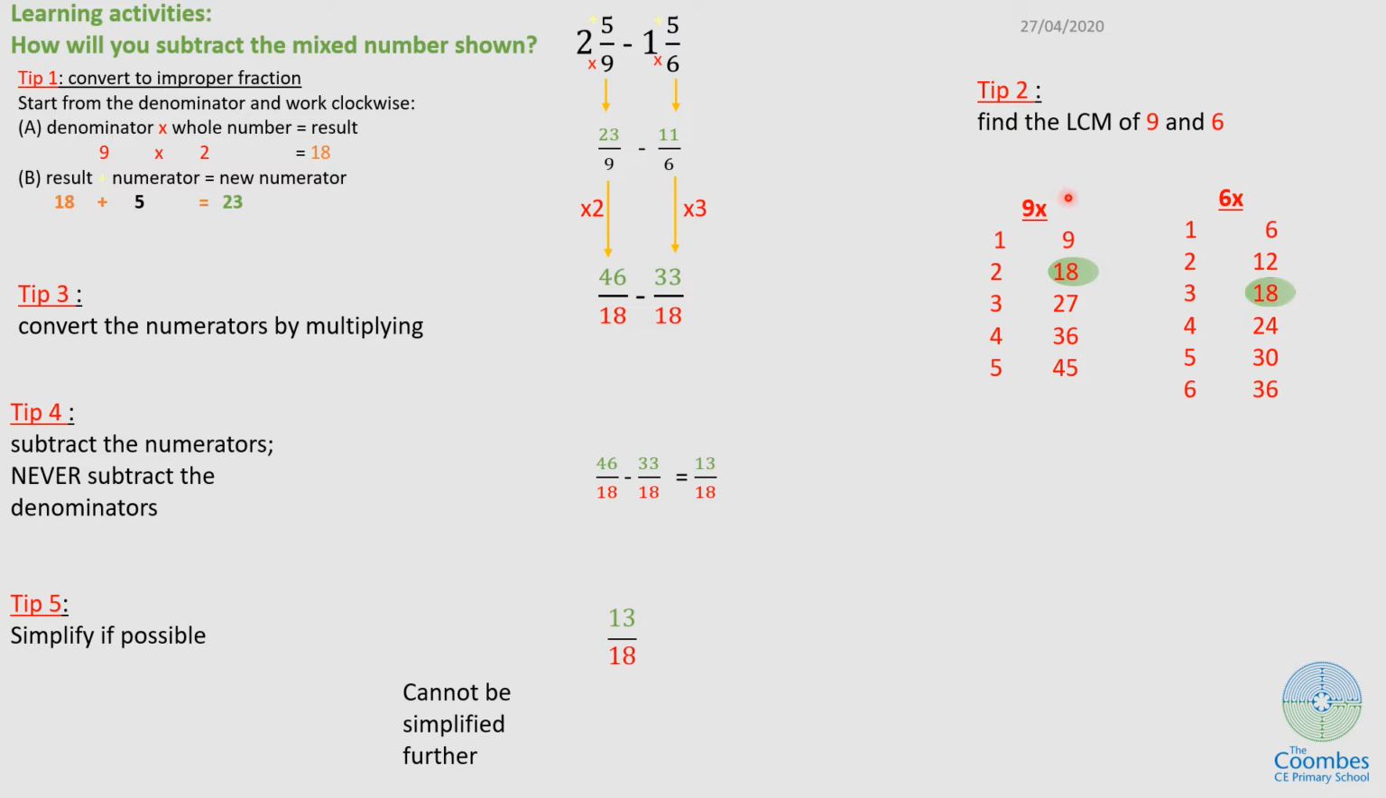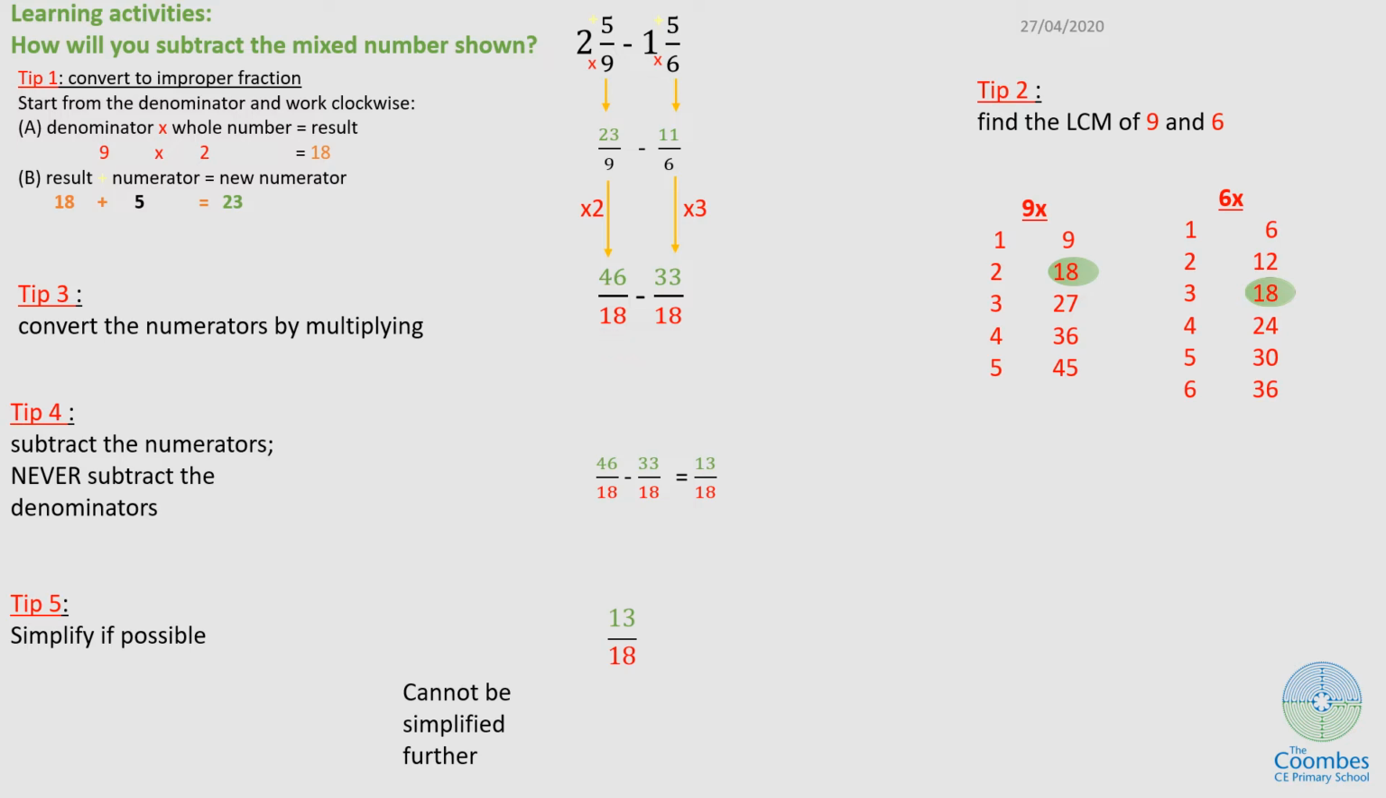The multiples of 9 are the 9 times table here. And the multiples of 6 are the 6 times table here. So I can see there is an 18 here and there's also an 18 here. So 18 is a common multiple for the two. So 18 is now going to be my new denominator for both of them.